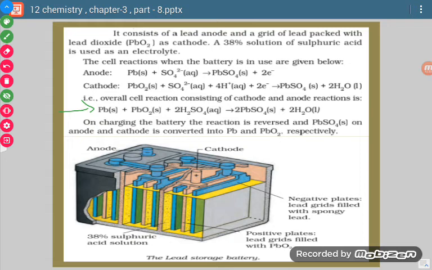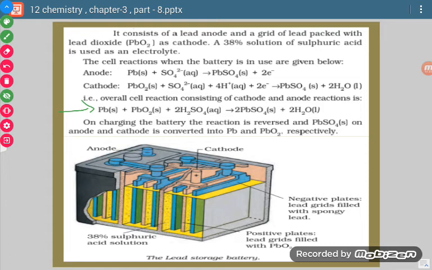But when we reverse the connections, then what happens? Then this galvanic cell behaves as an electrolytic cell. Now it reverses. Reverses means this is a galvanic cell. It is acting as a galvanic cell when it is discharging, and when we are recharging it, then we are reversing the connections and it is acting as an electrolytic cell.